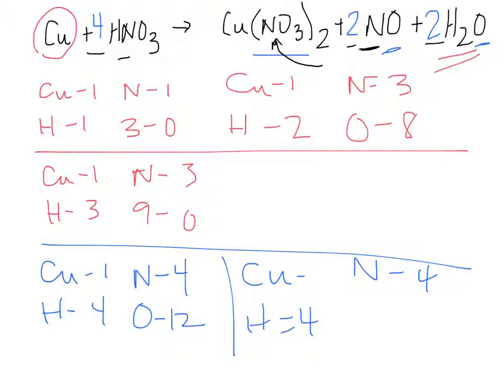Then we have to count our oxygens. So we're going to have 6 right here, and then 2 and 2. So that gives us 10. So that one still doesn't work.